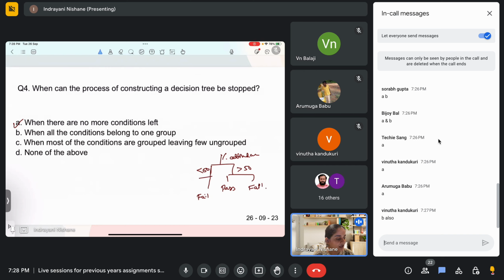But since these people are not writing the exam altogether, we have pruned this node of pass and fail and put everyone in the fail. And here there is also one decision to be made, either pass or fail. So this is what it means when all the conditions belong to one group. So then also we can stop. There is no further division here at this particular point, there is no node added. This becomes the leaf node. Yeah, so both option A and B are correct.